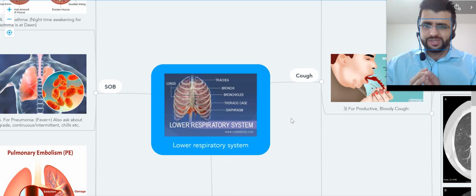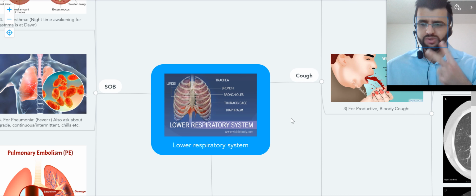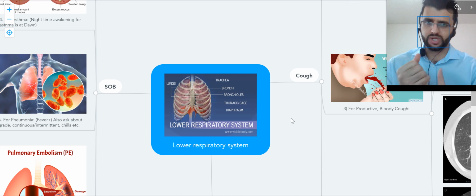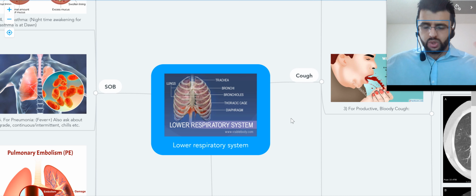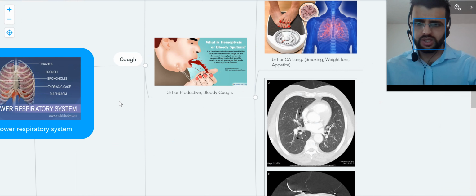Hello everyone, to the lower respiratory tract system. So we will be discussing two chief complaints, cough and shortness of breath, okay? So same as usual, let's talk about cough.